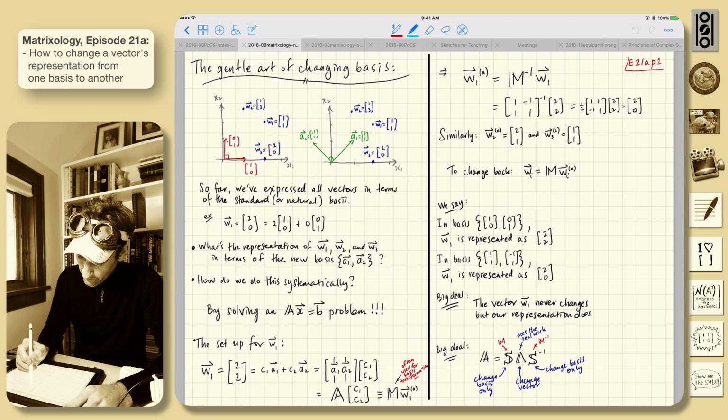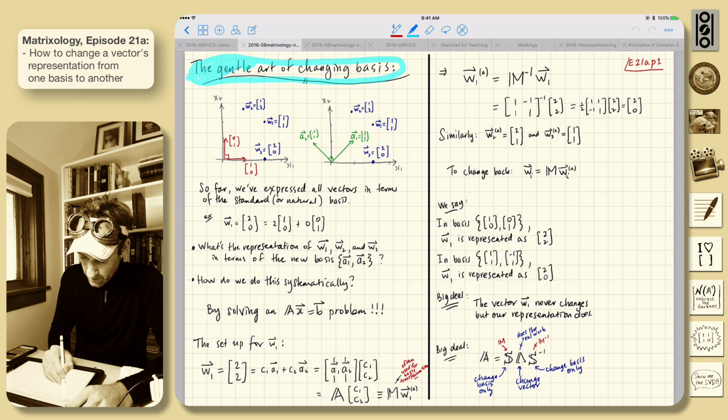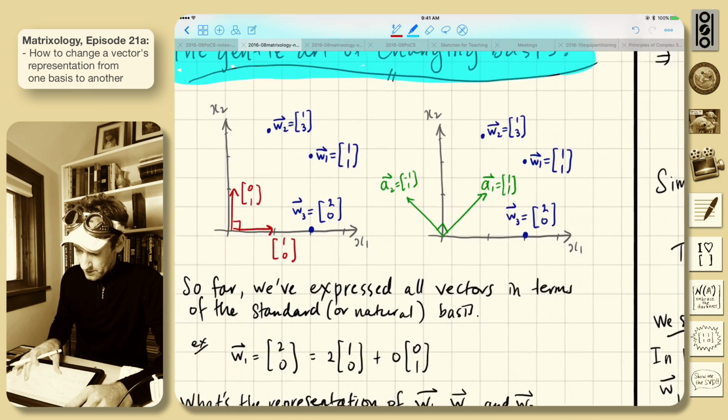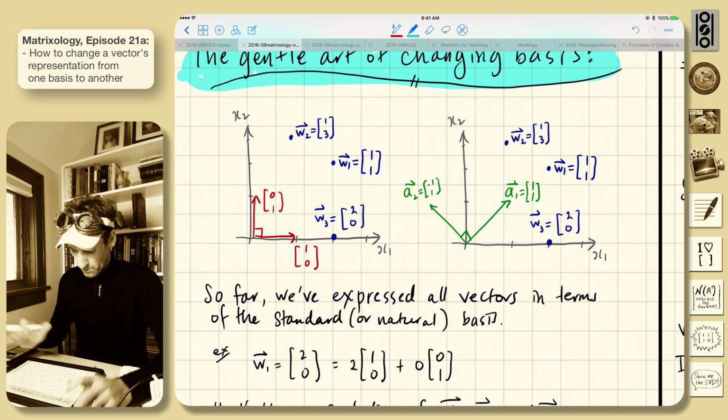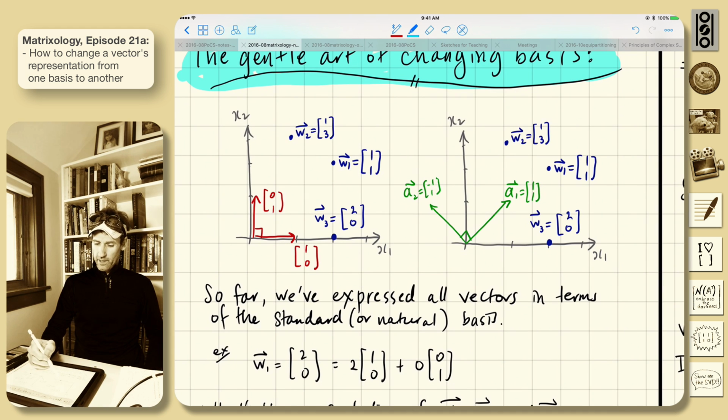So this is how to change a basis, right? How to change the representation of a vector from one basis to another. So what does that mean? All right, so here's an example. It's just one page. We've got these three vectors here, and I've just plotted them as points. They're three vectors, W1, W2, W3.